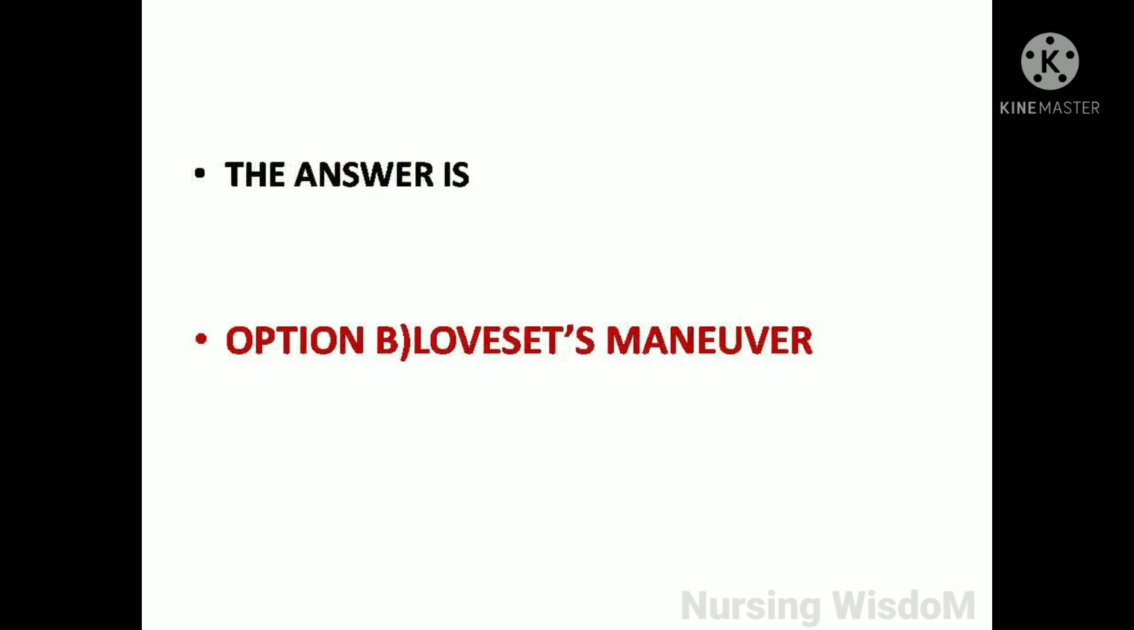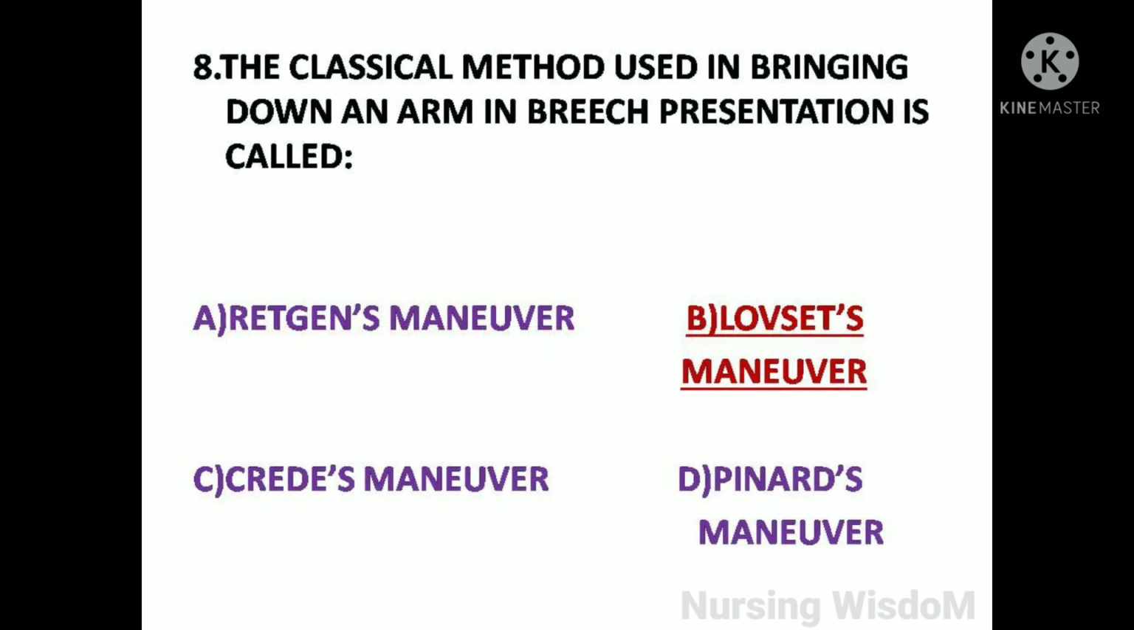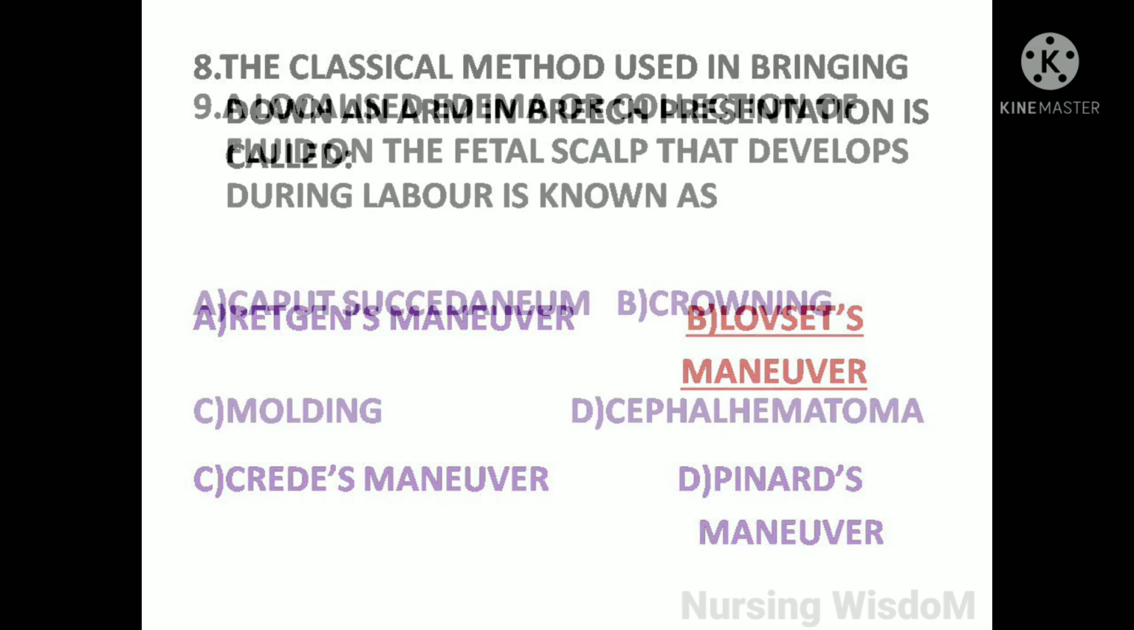The answer is option B, Løvset's maneuver. The classical method used in bringing down an arm in breech presentation is called option B, Løvset's maneuver.